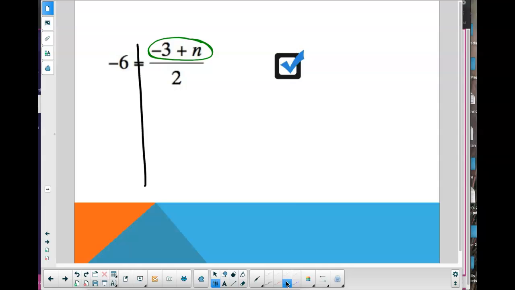Now I have to get rid of this 2. How do I get rid of the 2? Brooklyn, go ahead. Times 2, because this line means divide. So I'm going to times each side by 2. Make sure you're writing this down as I do. Cross off the 2's and write down whatever is circled. So -3 plus n equals -6 times 2, -12.